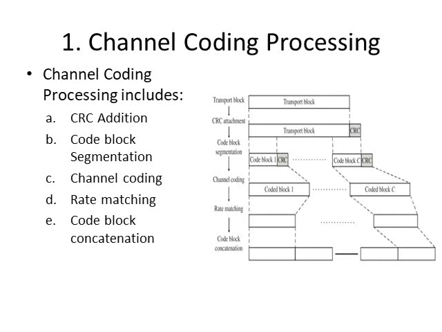Coming back to our channel coding processing, it basically consists of 5 different stages. The first stage is known as CRC addition. Then we have code block segmentation, channel coding, rate matching, and code block concatenation. The figure shows how an input transport block is converted into a code word at the end of code block concatenation. The stages are shown in the figure, so we'll see each one by one.